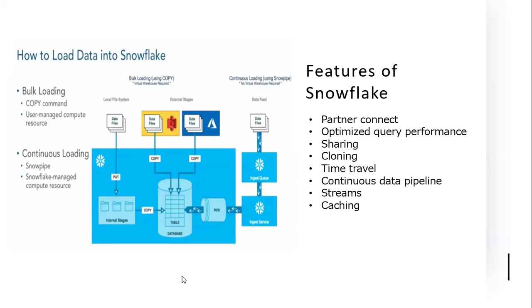Right? And the last one is caching. Caching is something everybody knows about. Caching is a temporary memory which improves the performance of your queries. In Snowflake, we have different kinds of caches: query results caching, local disk caching, and remote disk caching.